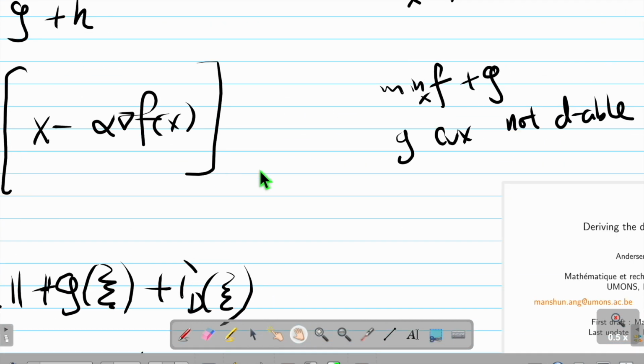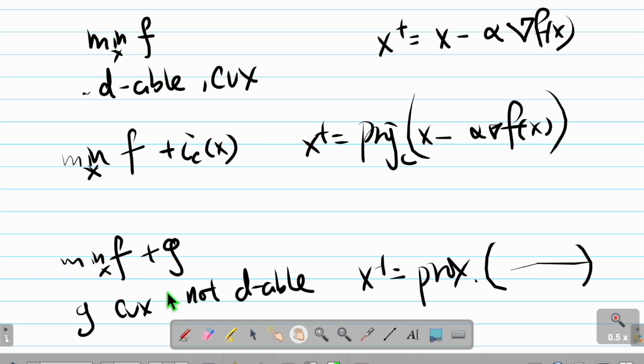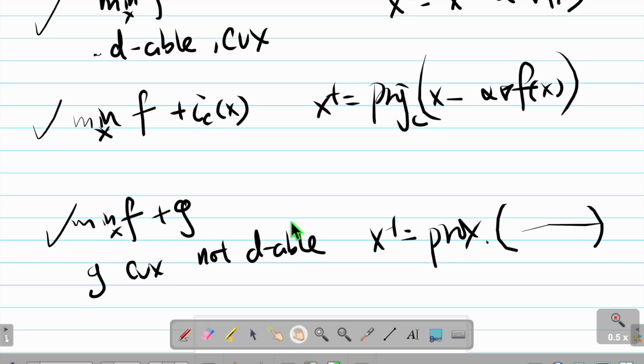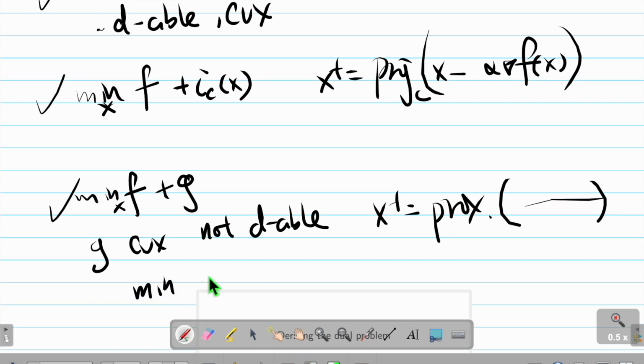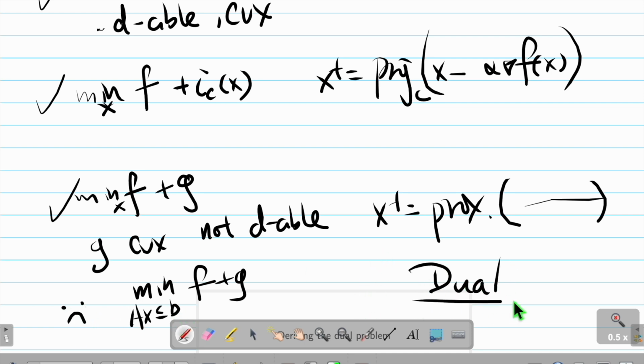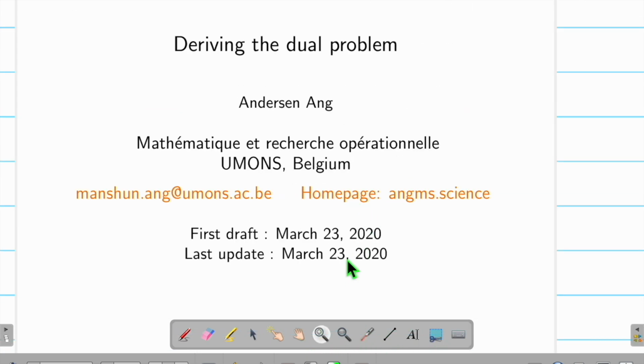So what are the approaches? Let me go back to here. This one, now you should know how to do it. This one, you know how to do it. This one, you know how to do it. Okay, now let's say what happens if I suddenly have Ax smaller than b. This is bad. So what's the solution? We have no choice but to talk about duality. So now let's talk about duality.